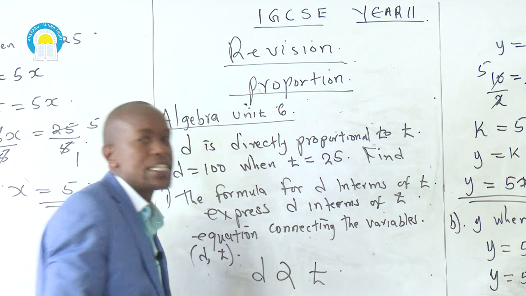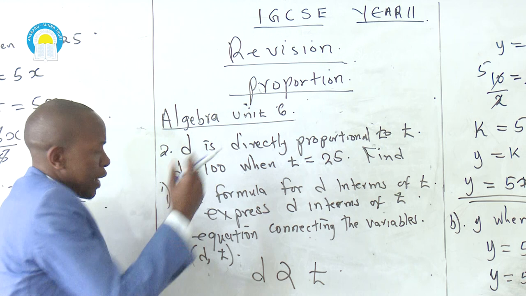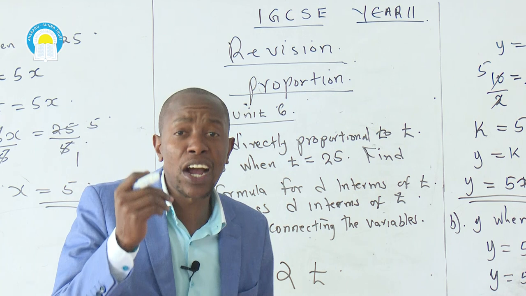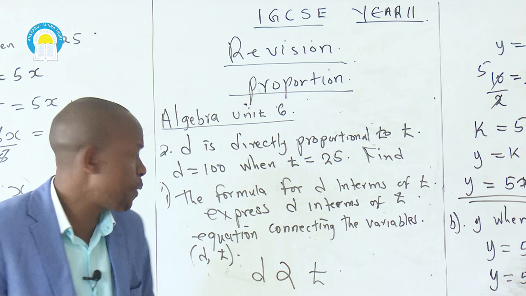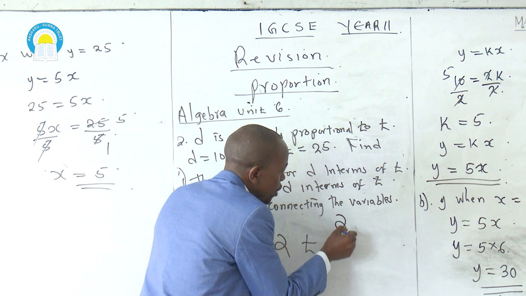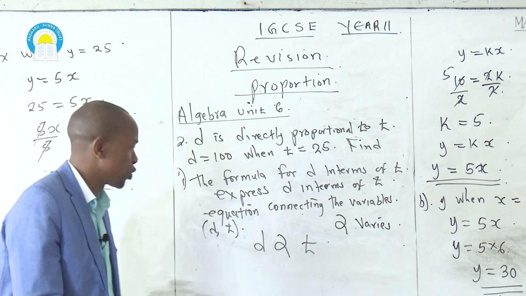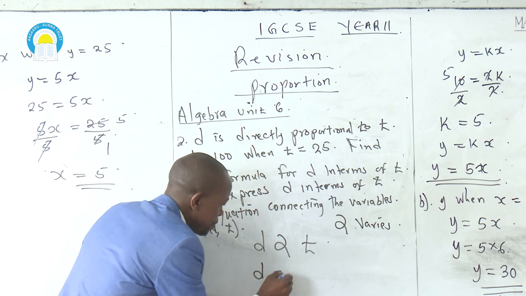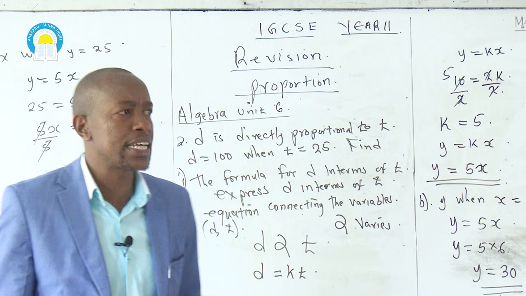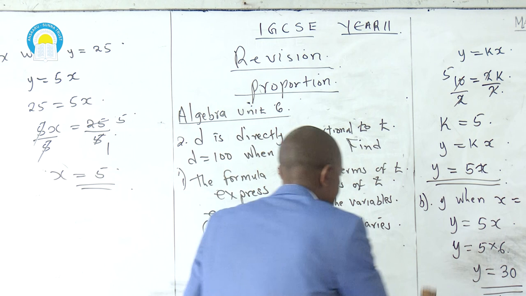Now, the formula, when they ask you to find the formula, you start by getting the constant of proportionality, that is constant K, that will help us to replace this sign of varies. This sign, we call it varies. So it varies directly proportional to T. So now, if we replace it with equal sign, it means we are introducing the constant K. We say it is a constant of proportionality.